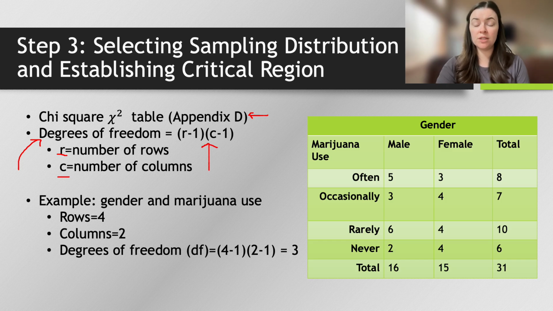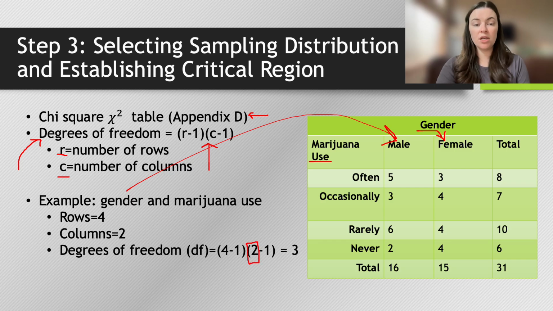So what we do is determine our number of rows in a given distribution and subtract that by 1 and multiply that by the number of columns minus 1. So let's look at the example here on the right-hand side of our two relationships between the variables of gender and marijuana use. For gender, we know that we have two variables here, both our male and female groups. And so we have 2 in our column category.